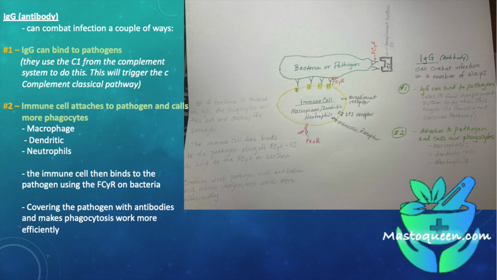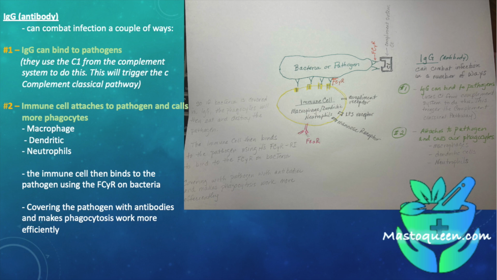The other way that IgG can combat infection is by the immune cell attaching to the pathogen, and it calls more phagocytes, which are your macrophages, your dendritic cells, and your neutrophils. The immune cell then binds to the pathogen using the Fc gamma receptor on the bacteria. So either your complement system is attaching to the bacteria or pathogen, which, remember, is like your first responders. And then the other way is when your immune cell directly attaches to the bacteria or pathogen.